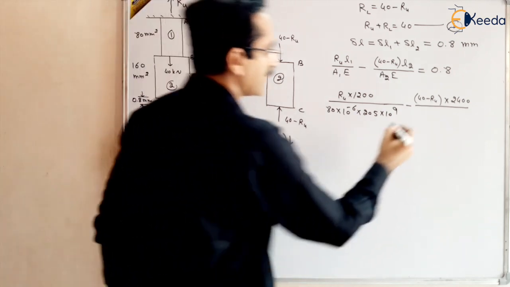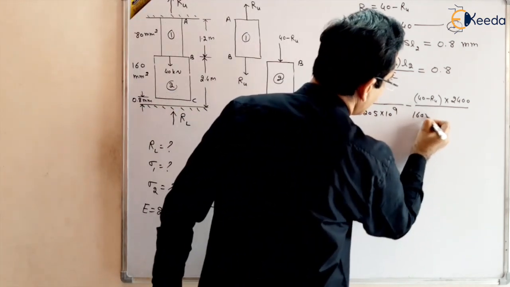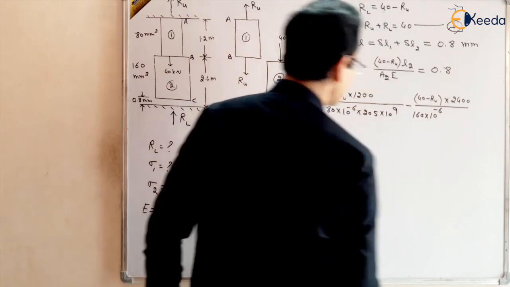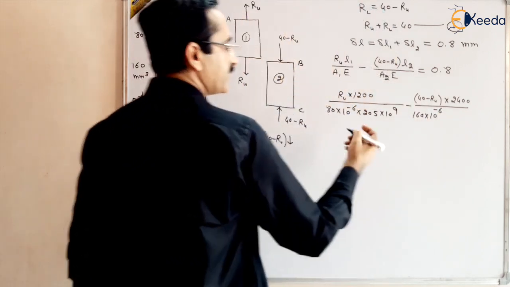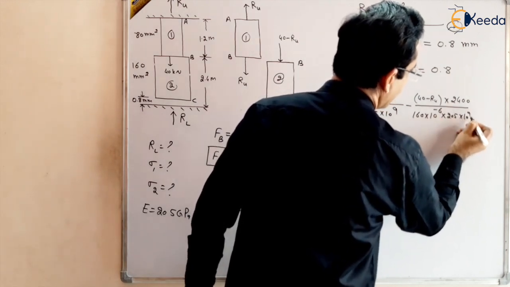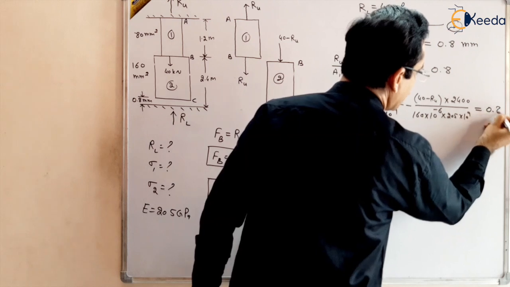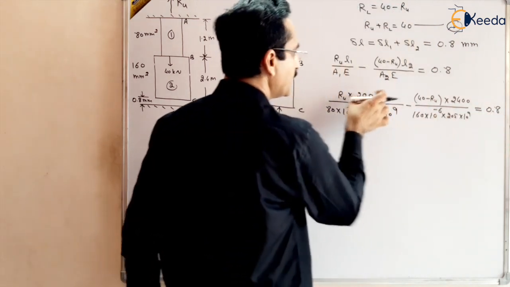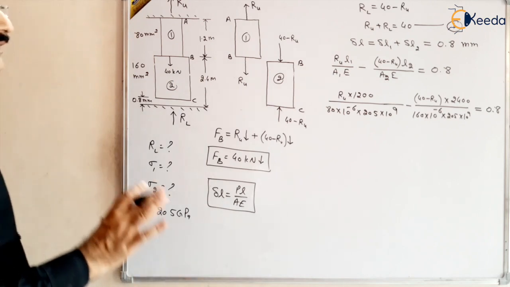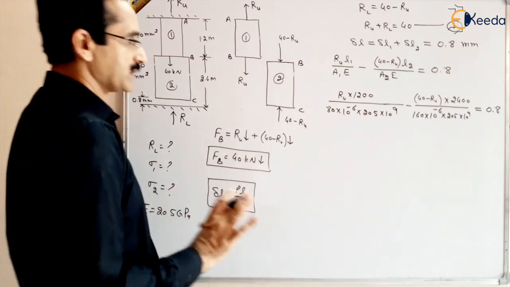So millimeter square can be converted to meter square. One millimeter square is 10 to the power minus 6 meter square. And E is the same, 205 gigapascal, so 205 gigapascal is 10 to the power 9. And that should be equal to 0.8 millimeter, and we have taken meter into millimeter. So this is the compatibility equation.